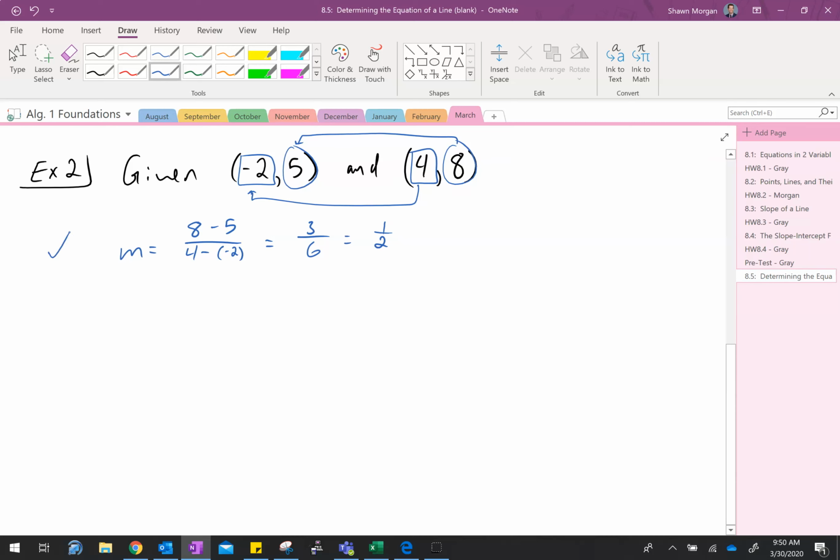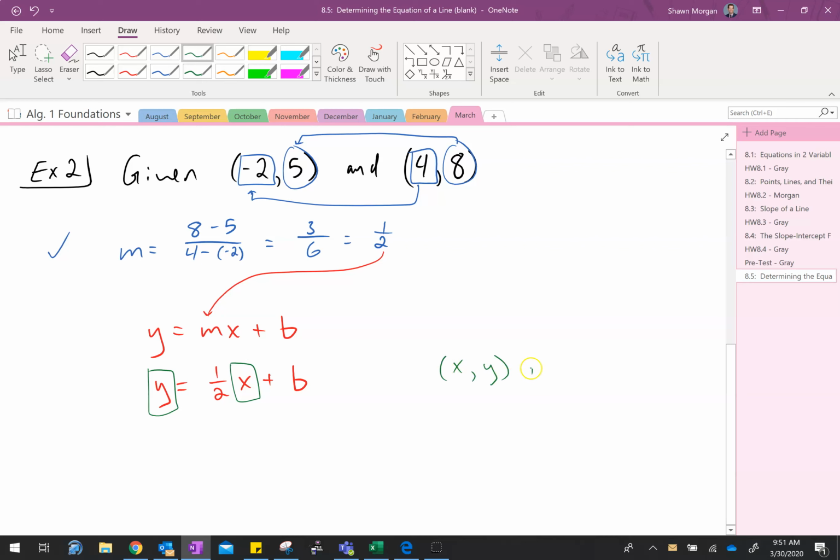Now what we want to do, and this is the interesting part, is take our slope-intercept form, y equals mx plus b, and plug that slope in. We just found the slope, so we just found m. So now we know y equals 1/2 x plus b. We want to note that there are still 3 unknowns at this point. And this is where it gets interesting, because x and y constitute the coordinates of any point on the line.